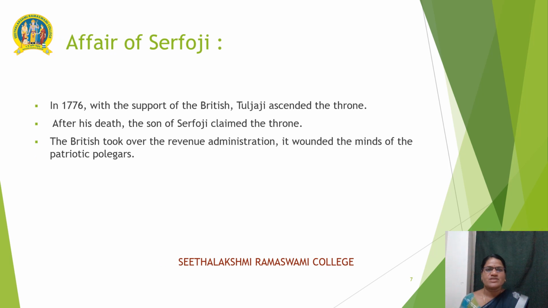Affair of Serfoji. In 1776, with the support of the British, Tuljaji ascended the throne. After his death, the son of Serfoji claimed the throne. The British took over the revenue administration. It wounded the minds of the patriots.